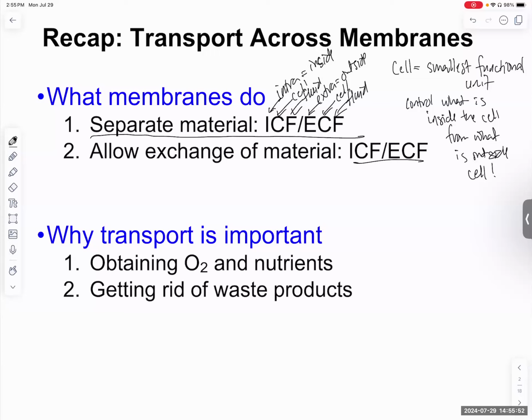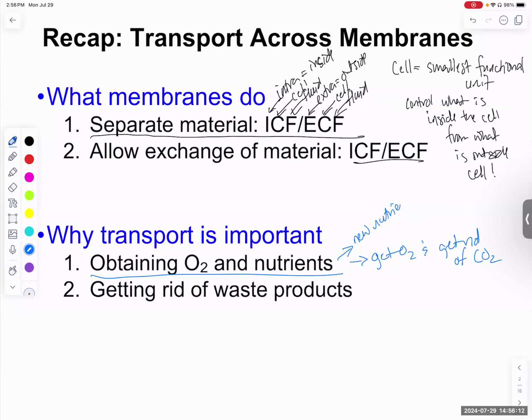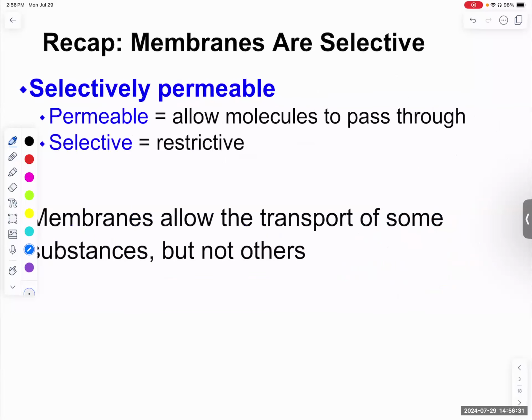And it's important not just for obtaining nutrients and oxygen, right? Because cells need to get O2 and get rid of CO2, but needs to get new nutrients for, yeah, you guessed it, cellular respiration. Also, though, we need sodium and potassium and all the ions, right? We need all this. And then the cell needs to get rid of its waste products, take the garbage out.